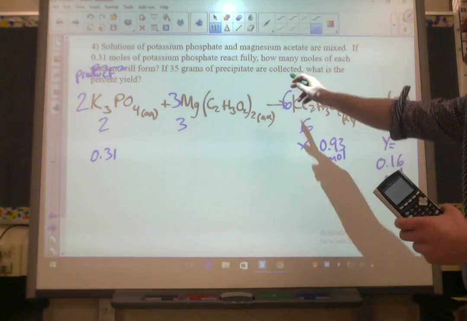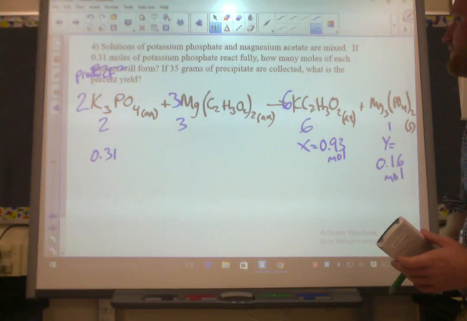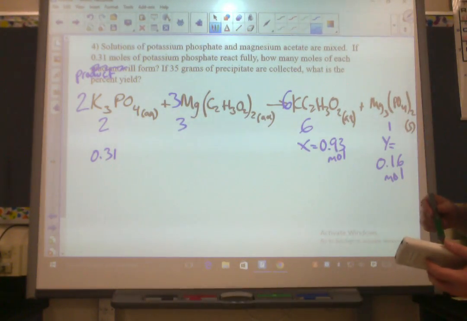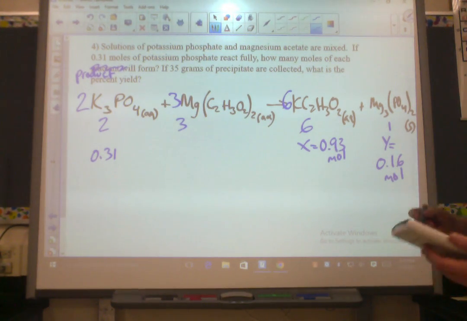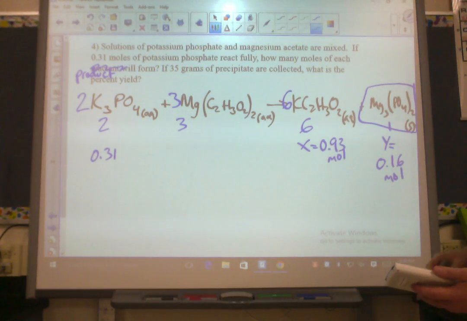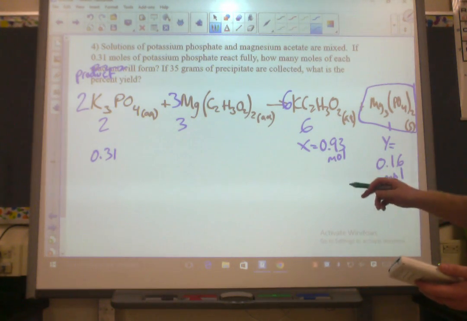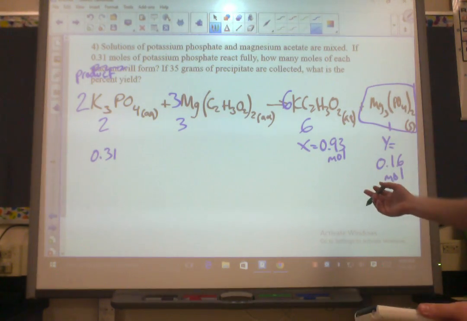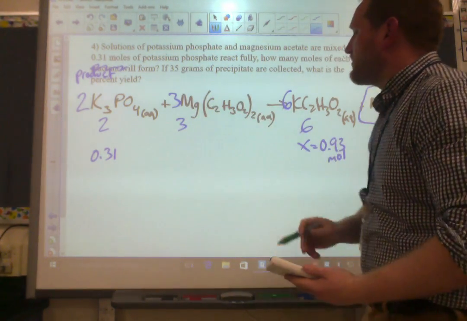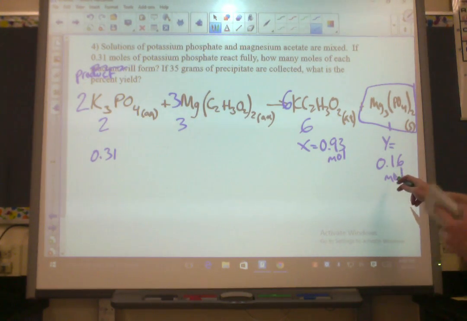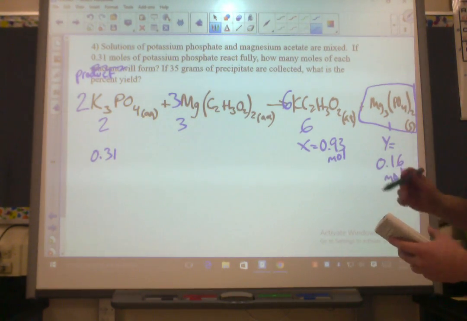Now let's work out, it looks like I gave a percent yield as well. So if 35 grams of precipitate are collected, what is the percent yield? So first you have to know what the precipitate is. It's going to be the solid product, magnesium phosphate. Okay, so I figured out how many moles I should have produced in theory. This is how much you actually got during the experiment. So what I need to do is convert my moles into grams to find out how much I should have gotten in grams. Let's do that.